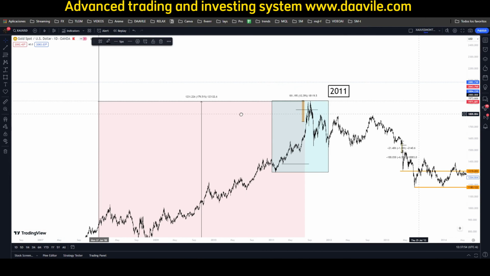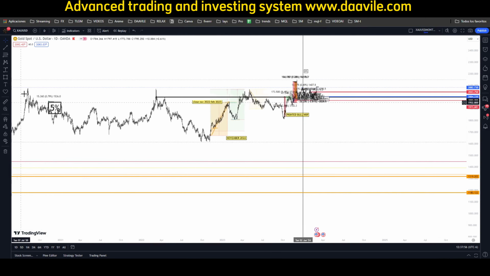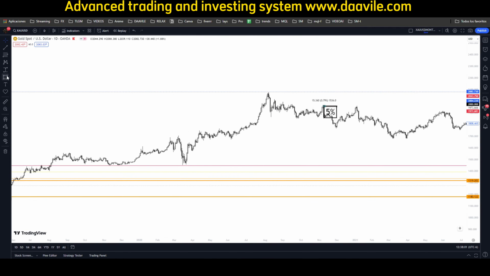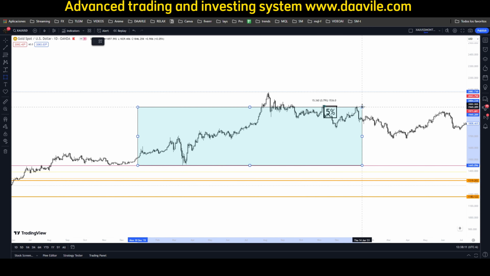Okay, so the tester just finished backtesting 2020 to 2021. So let me show you more or less where the range starts. I think it is here, more or less. Let me take this.